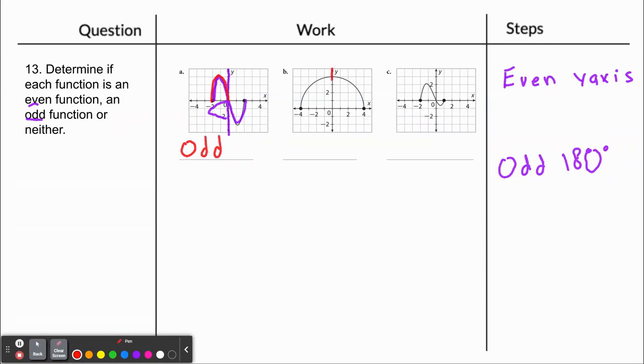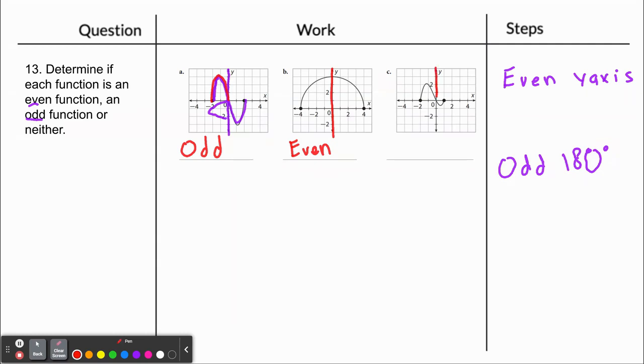Now with B here, I see that if I flip it over the y-axis, it's going to land right on top of itself. So in this case, I already know that this one here is even. If I rotated it 180 degrees, it would be upside down, so I know it would look different.